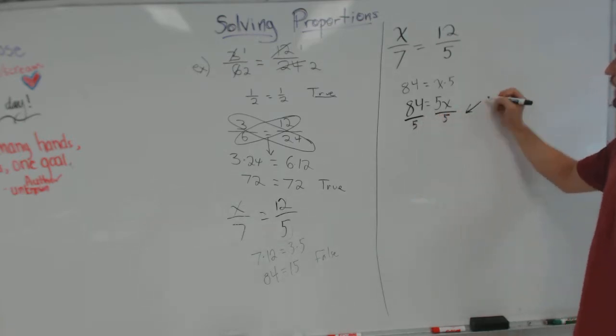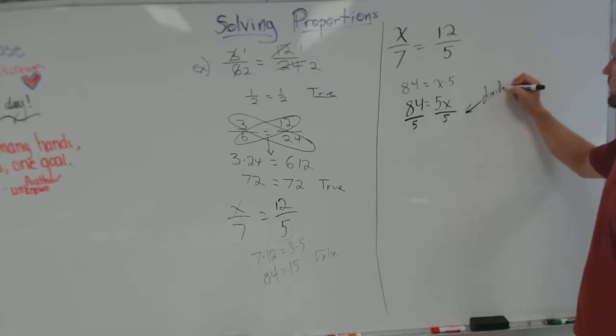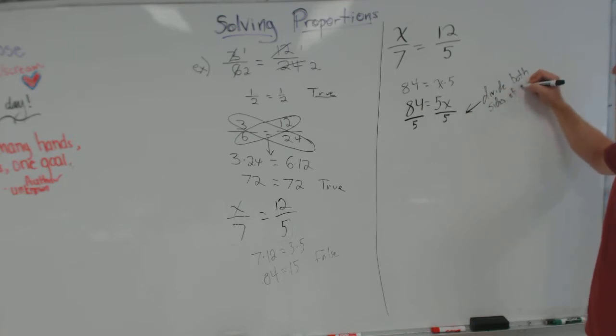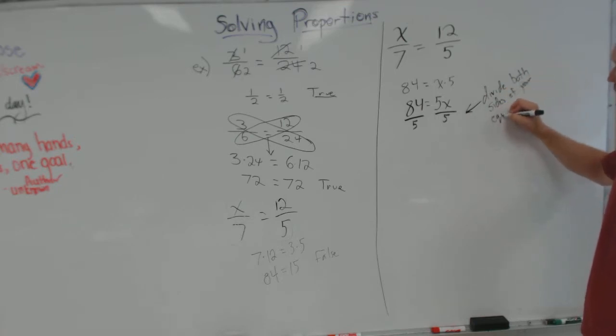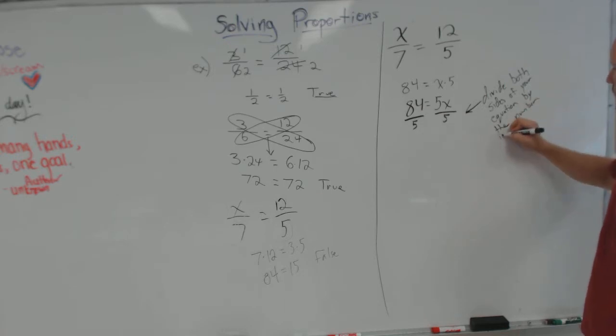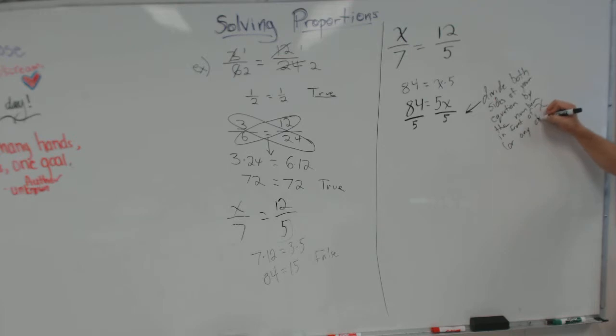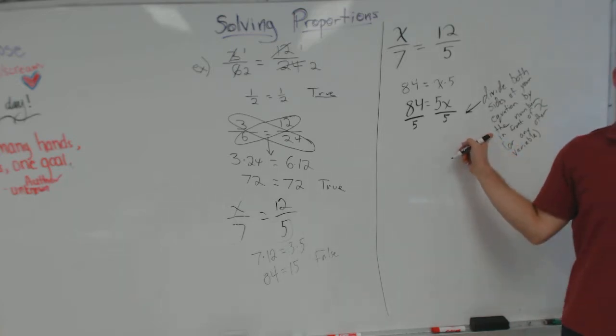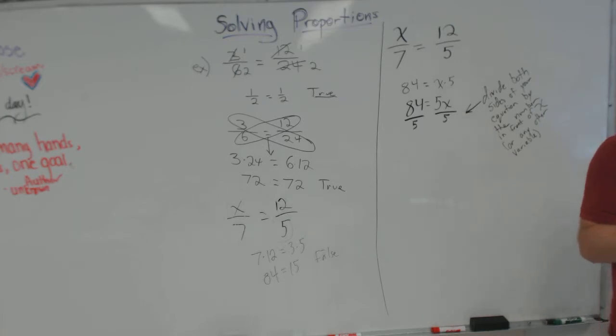Okay, and I'm going to write that. I want you to write this in your notes. Divide both sides of your equation by the number. Anyone know the term for that? The number in front of a variable? What is that called? Mira?